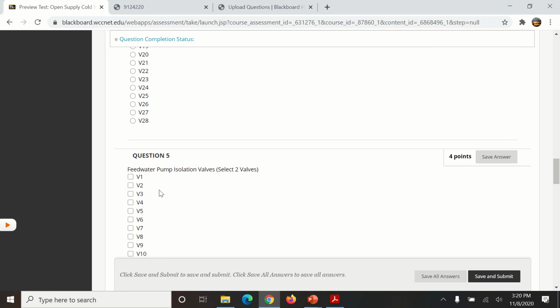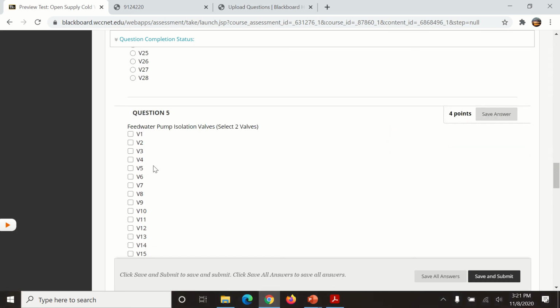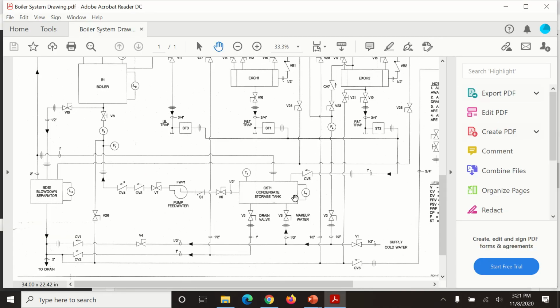Okay, here's what I was looking for. For the feed water pump isolation valves, there's actually 2. So it says feed water pump isolation valve, select 2 valves. You actually have to give 2 answers here instead of 1. And go back to the print.